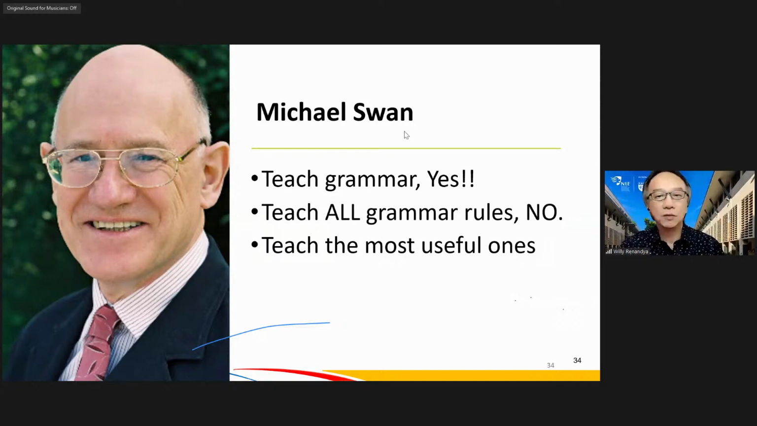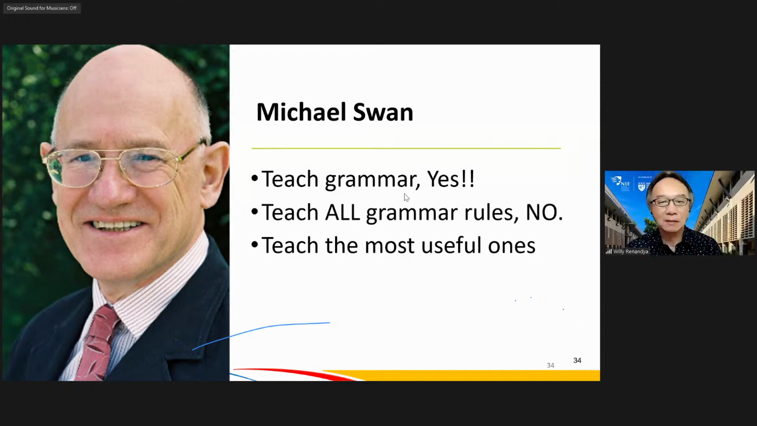But even then, this is his advice. Should we be teaching grammar? The answer is yes, we should. We must. Should we teach all grammar rules? The answer is no. Bapak Ibu sekalian, teachers, please take note of this. You don't have to teach all the grammar rules. His advice, and also my advice, is teach the most useful ones. What about the rest? Remember autonomous learning?